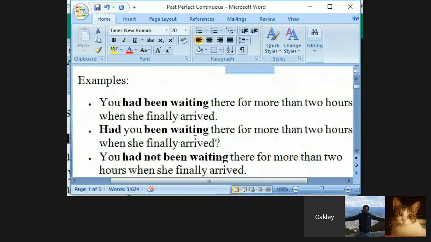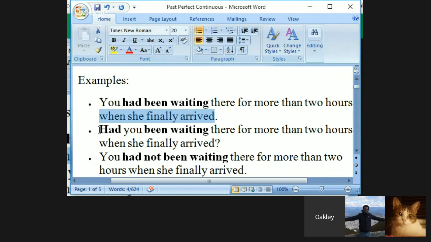Okay, this is what it looks like in a sentence. You, the subject noun, the person or thing, whatever, that does the action. Then our verb construction, had been waiting. Okay, had been waiting there for more than 2 hours when she finally arrived. Okay, notice that there's a second clause with another action.